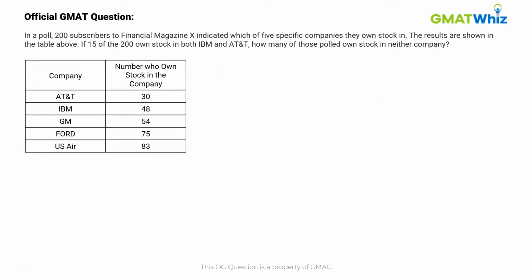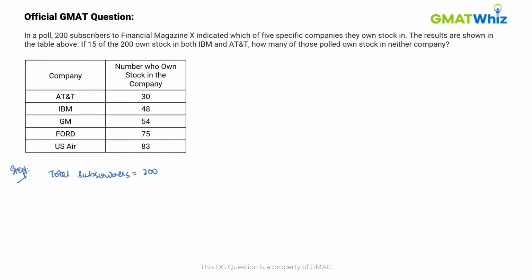In this question, we are given that there are 200 subscribers to a financial magazine X, and in a poll, they indicated which of the 5 specific companies they own stock in. So the total number of subscribers is equal to 200. The results are shown in the table given.